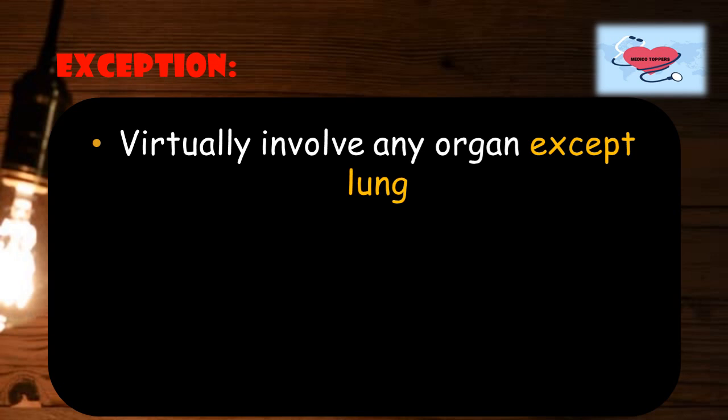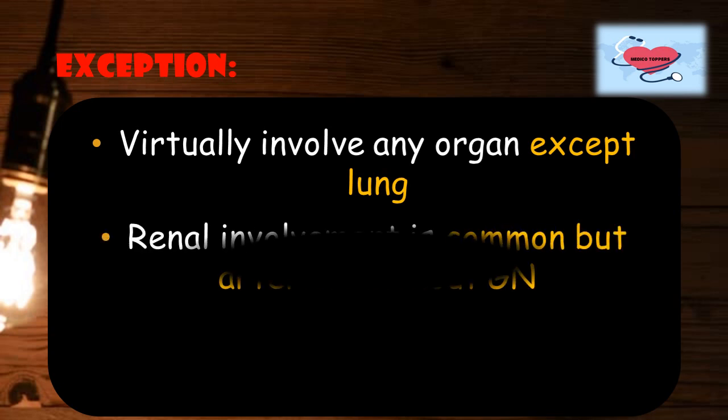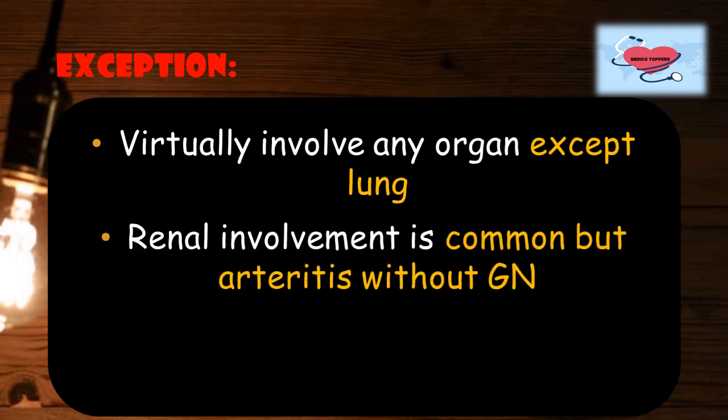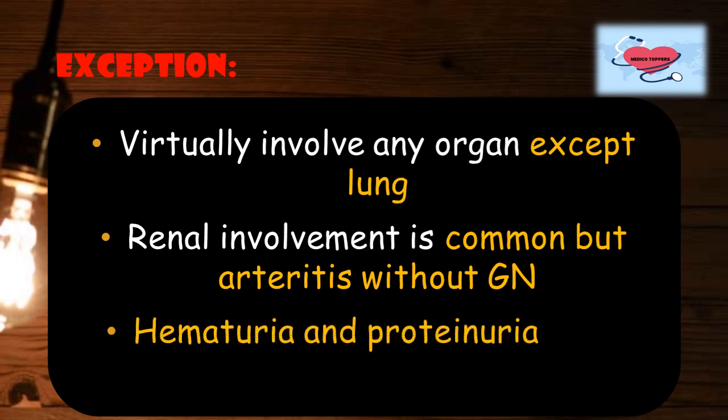So let's see a few exceptional points related to polyarteritis nodosa. In case of involvement, it will involve all the organs of the body except lung. And the renal involvement is more common, but it will present as arteritis and it won't present as glomerulonephritis. These two things are more and more important. Then there will be hematuria and proteinuria that is common to these things. So in MCQs, they will give these two things as an excluded finding.